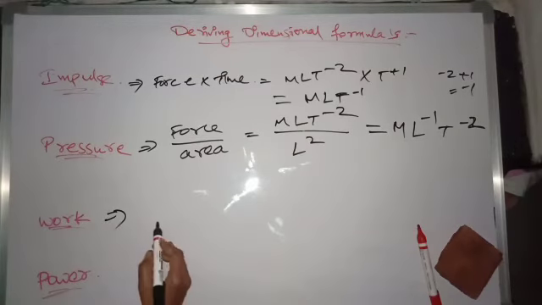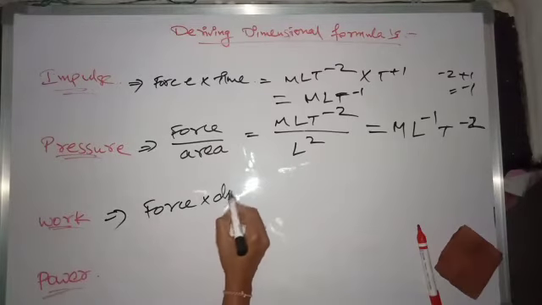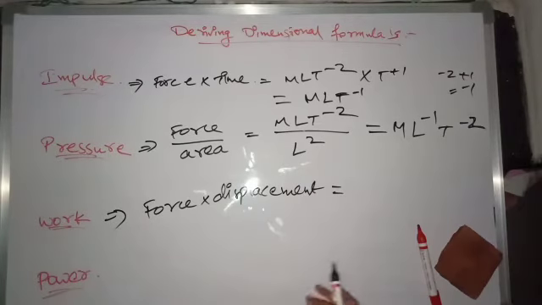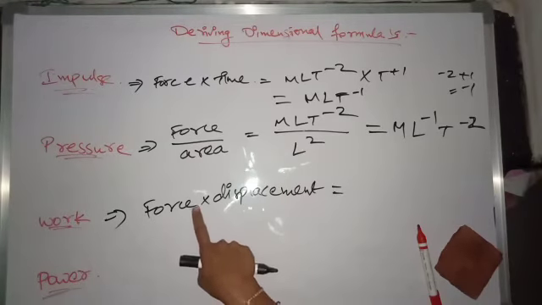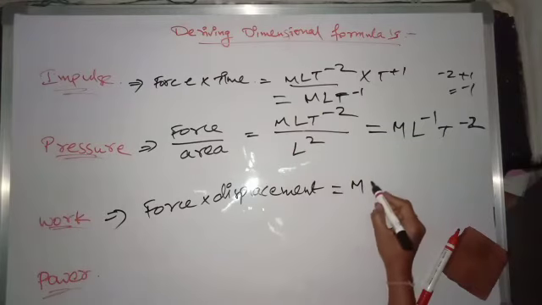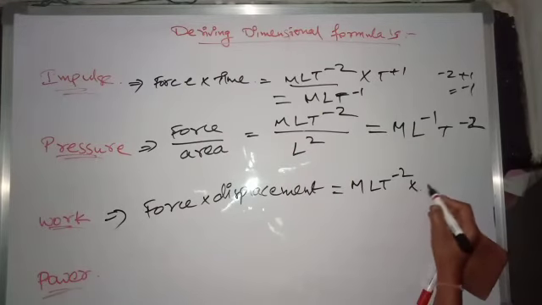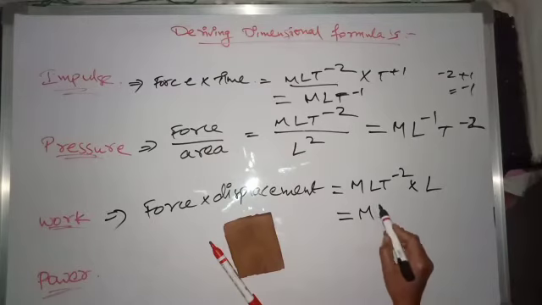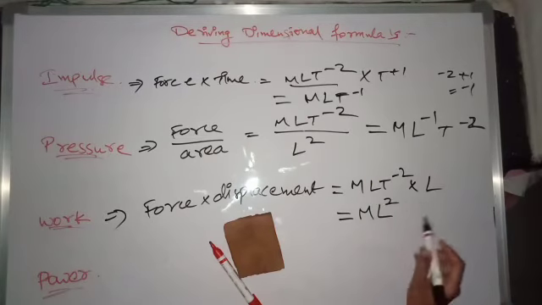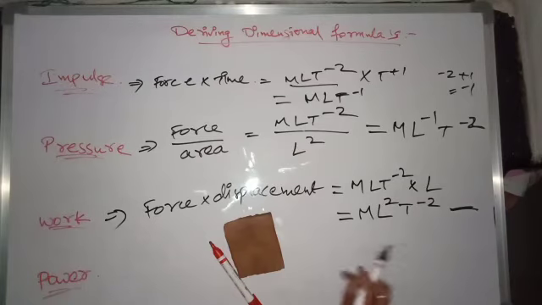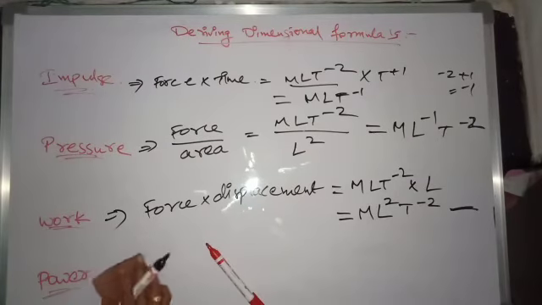Okay. And work. What is work? Work is force into displacement. If a force is applied on a body, then the body will be displaced, then the work is done on that body or object. Force into displacement. What is force? M into L into T power minus 2, and displacement is measured in terms of length, L. We just multiply M into L, 1 plus 1 will be 2, into T power minus 2. M L square T power minus 2 is the dimensional formula for work.